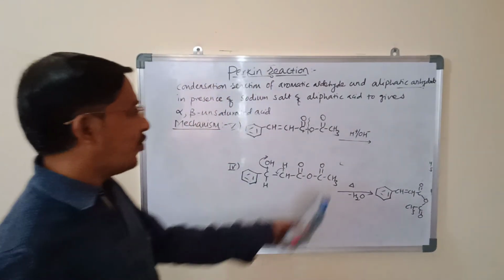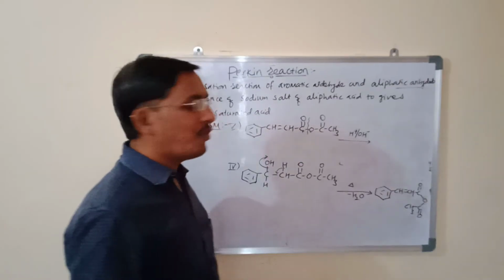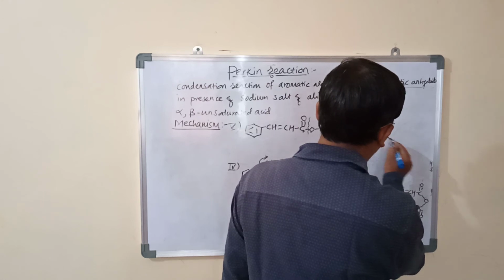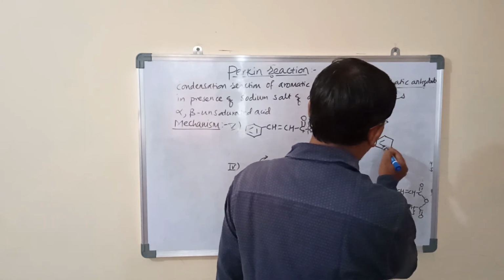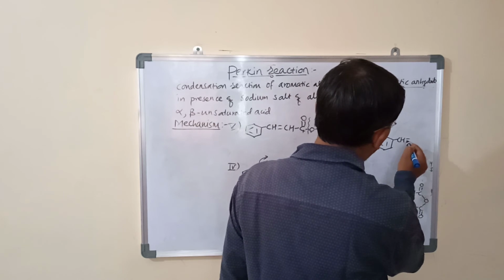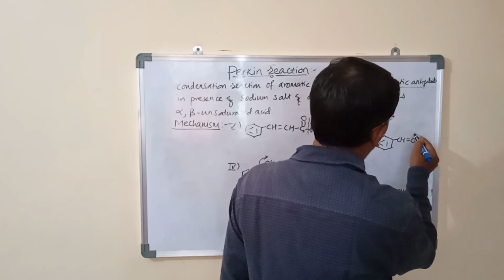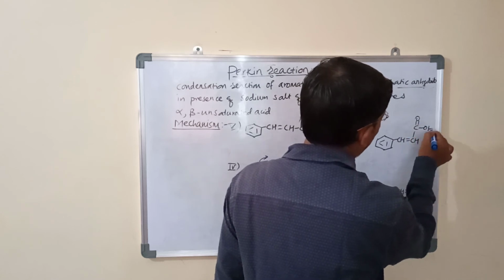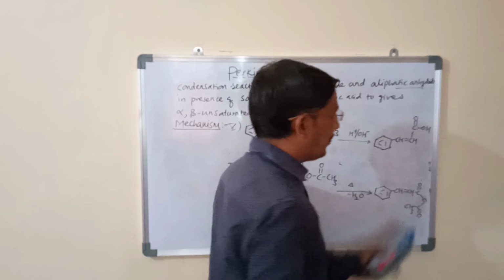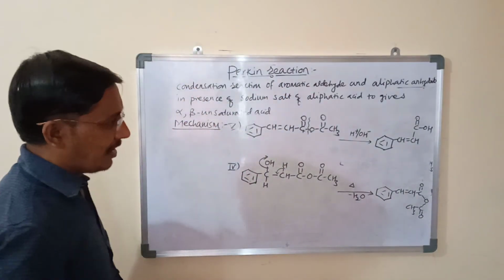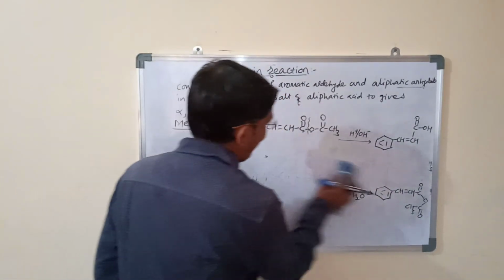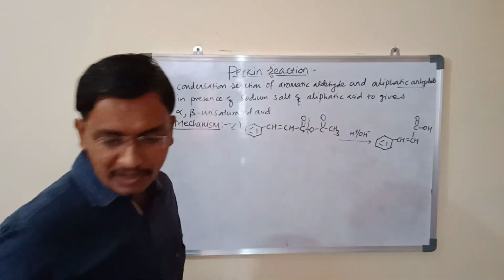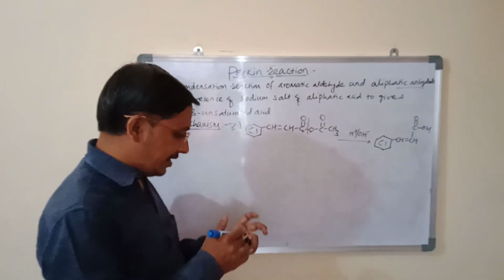Okay, the negative part will attack the positive part and the positive part will attack the negative part. We will get our target molecule, the alpha beta unsaturated acid, CH double bond CH, and then C double bond O, OH, that is an acid. This is your acid functional group and this is CH double bond CH. That is cinnamic acid. In this way we can prepare the alpha beta unsaturated acid.